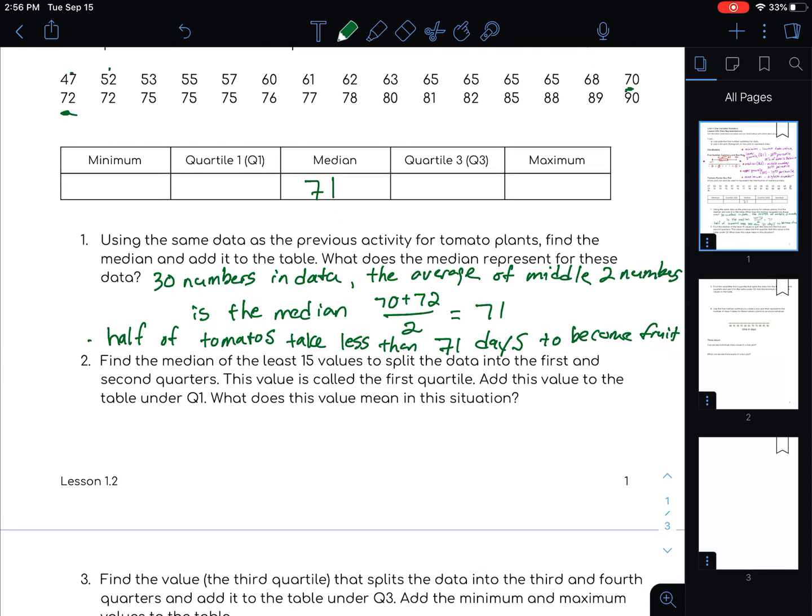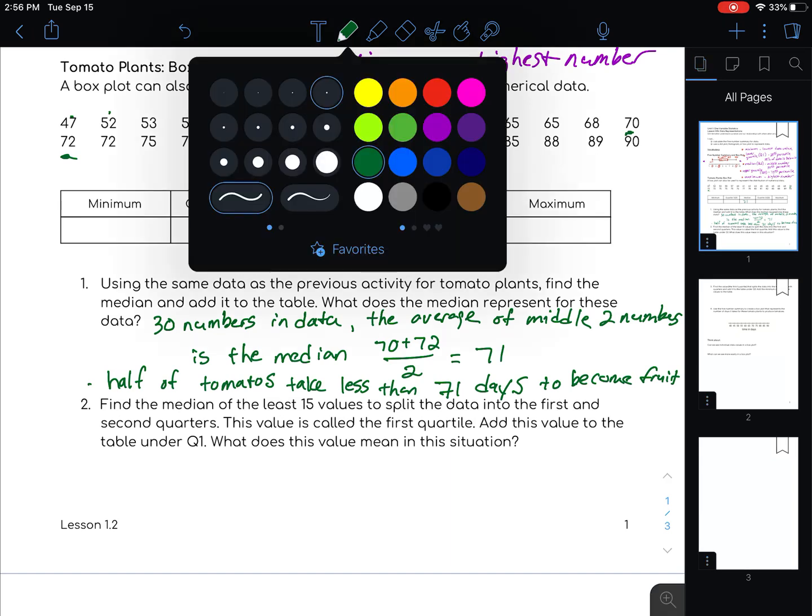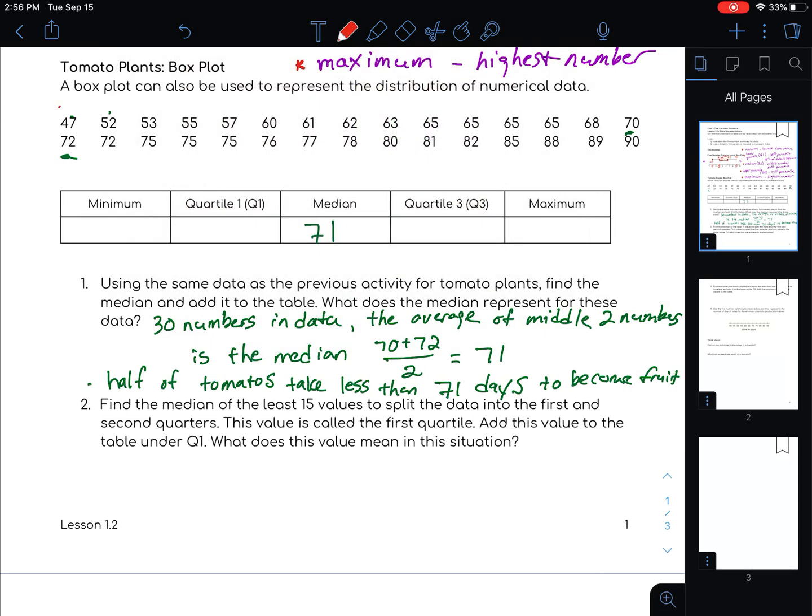You guys have done that before, figuring out where a median is. The second thing is to find the median of the least 15 values to split the data into the first and second quarters. This value is called the first quartile. Add this value to the table under Q1. What does the value mean in this situation? We talked about that. We're going to take the first half of the numbers, not including the median. Remember, we figured out the median was 71, because it's between the 70 and the 72. So we take the first half of the numbers and find the median of that first half.